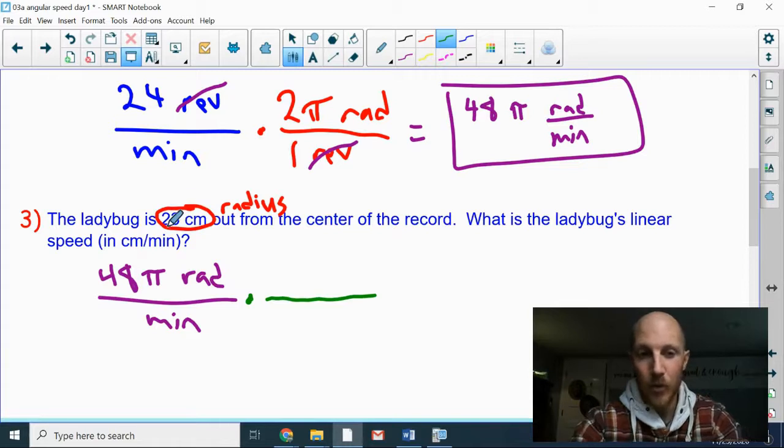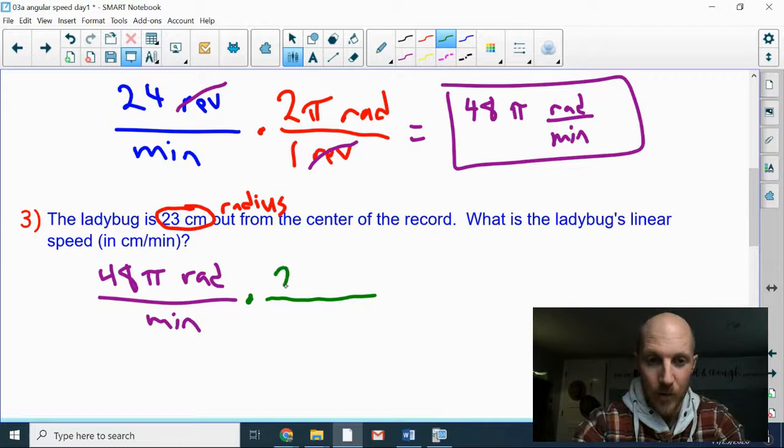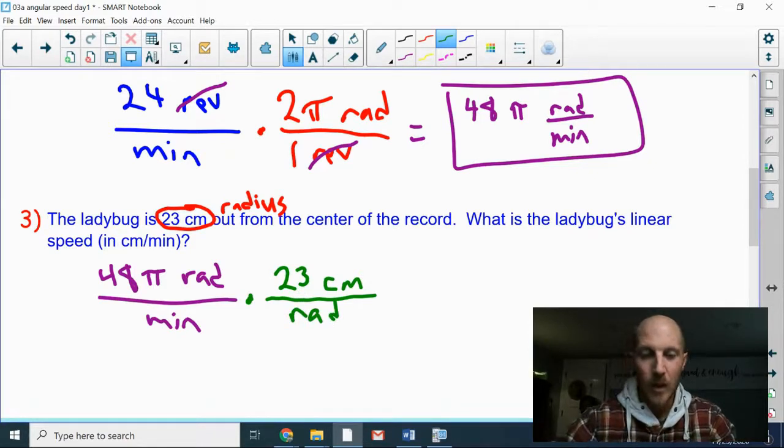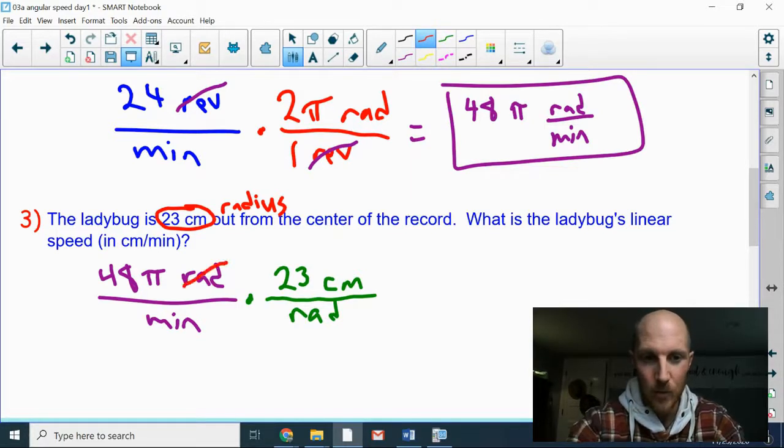Okay, so we already established that 23 centimeters is, in fact, the radius. So I'm going to put the measurement, 23 centimeters, that's the top part, and the word radius, that's the bottom part of my conversion factor. I did not want to make my conversion factor the reciprocal because right now radians in purple and radians in green are going to cancel, leaving me the only units that are left here are centimeters on the top and minutes on the bottom, and that is actually what the directions have asked me for, centimeters per minute right there.